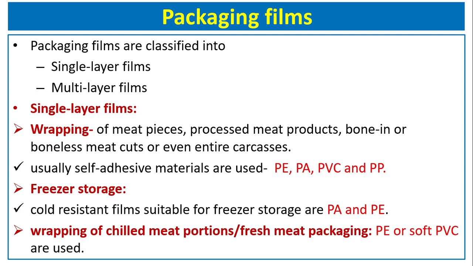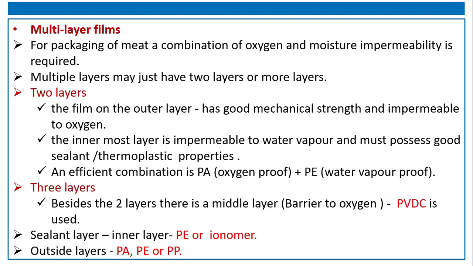Packaging films. Packaging films are classified into single layer films and multi-layer films. Single layer films are used for wrapping of meat pieces, processed meat products, bone-in or boneless meat cuts or even entire carcasses. Usually self-adhesive materials are used, like PE, PA, PVC and PP. Freezer storage: cold resistant films suitable for freezer storage are PA and PE. For wrapping of chilled meat portions and fresh meat packaging, PE or soft PVC are used.